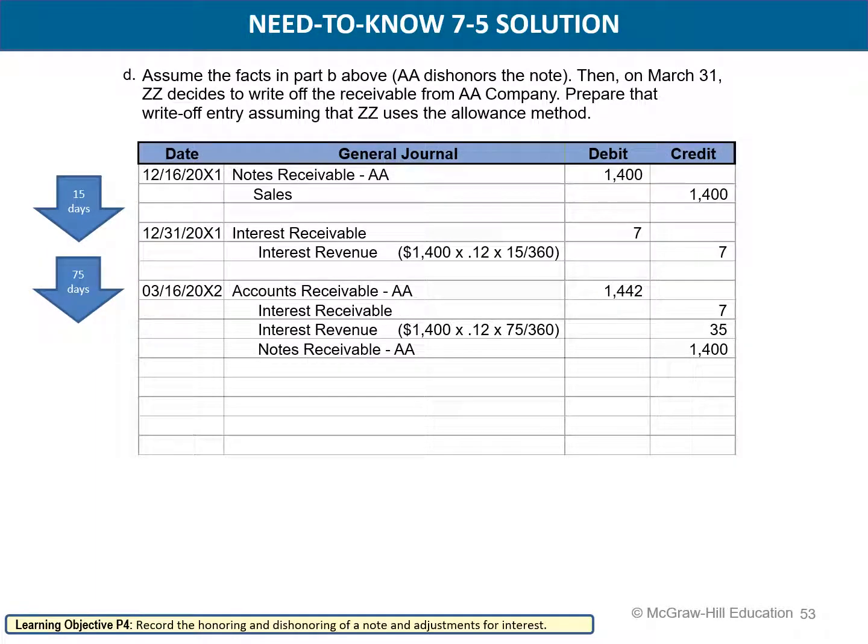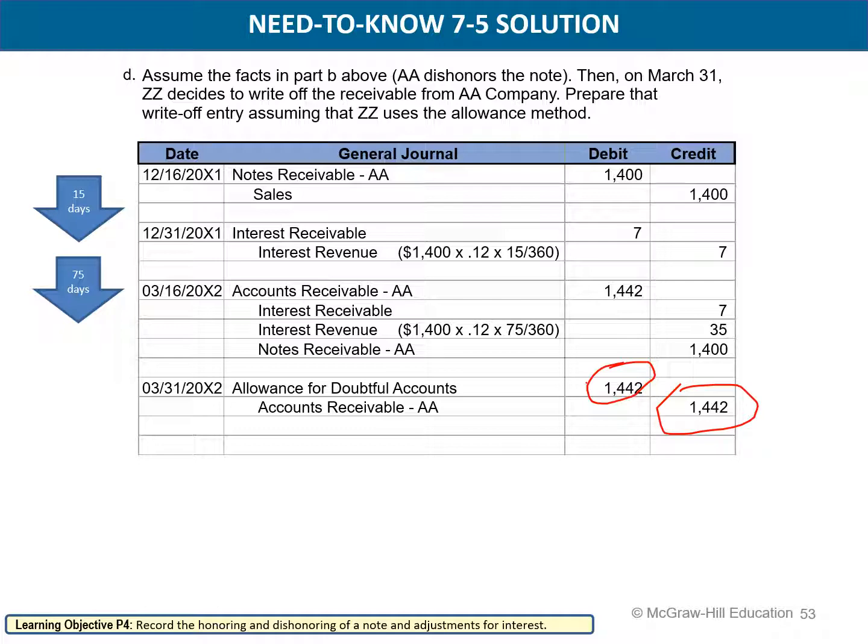Alright, so assume the facts in part B above, AAA dishonors the note, and then on March 31st they decide to write it off, and they do it using the allowance method. Then we're going to record a debit to allowance for doubtful accounts of $1,442, and a credit to accounts receivable for $1,442, a reduction in accounts receivable. So if they decide to write it off, they're not writing it off to bad debt expense because they use the allowance method. All they're doing is reducing their allowance and reducing their accounts receivable. Okay.